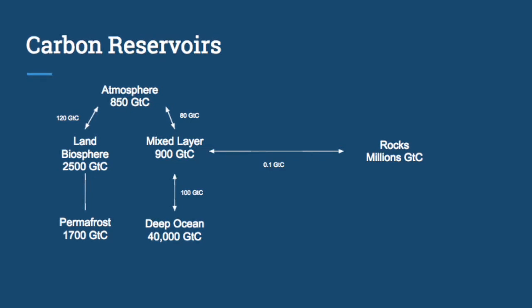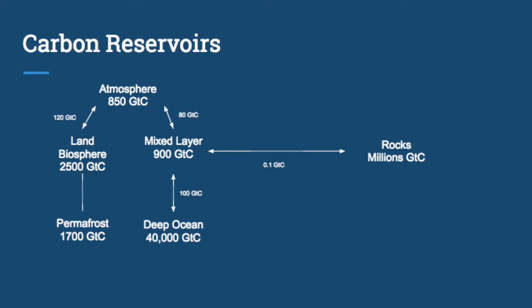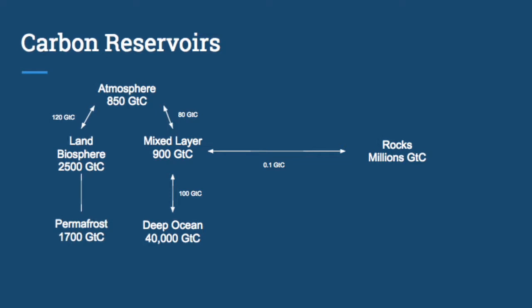In regards to the movement between the reservoirs, the atmosphere sends carbon to the land biosphere through the photosynthesis performed by plants and then the subsequent plant consumption by animals and other organisms. The atmosphere also sends carbon to the mixed layer, which is the top 100 meters of the ocean, through the dissolving of CO2 in water, which turns it into carbonic acid.